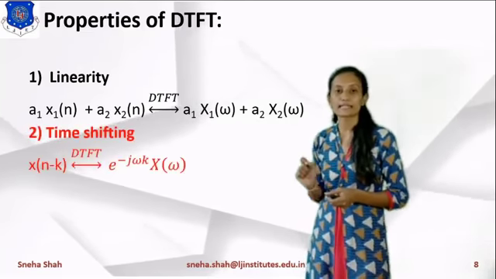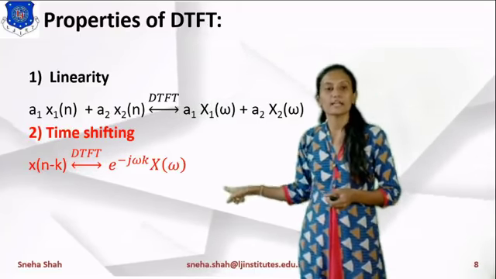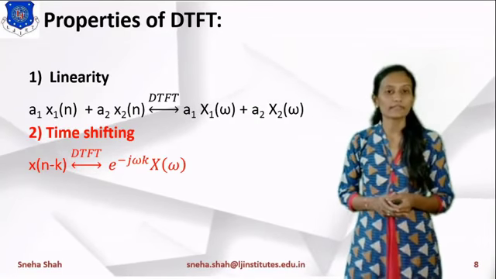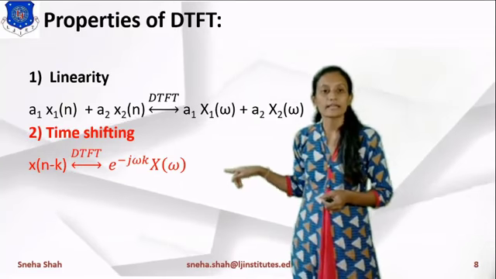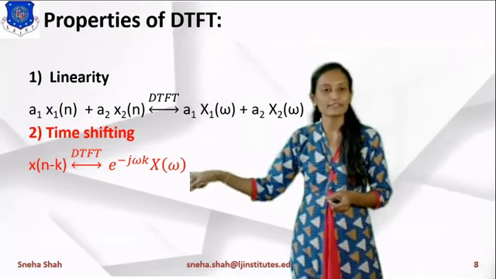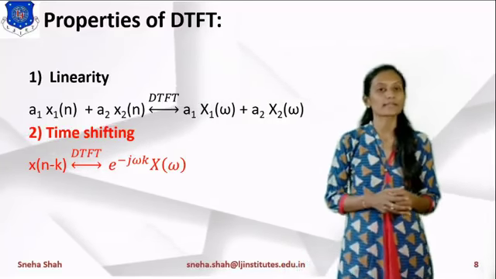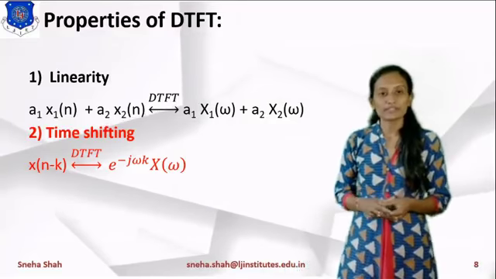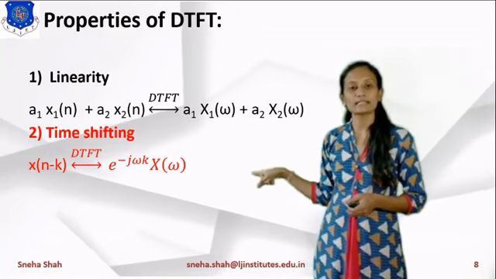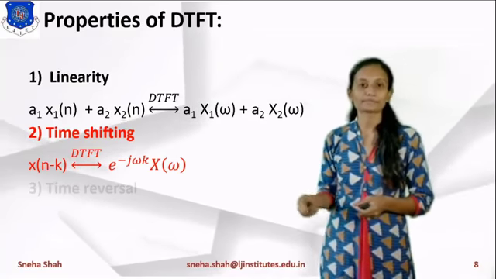If you want to shift the signal in the time domain, it will be represented as x of n minus something, right? So if we are taking x of n minus k and finding the DTFT of it, then, if the DTFT of x of n equals x of omega, and we are shifting it, the term will be multiplied with e raised to minus j omega k. So the time shifting property will be represented like this: x of n minus k, its DTFT is e raised to minus j omega k x of omega.